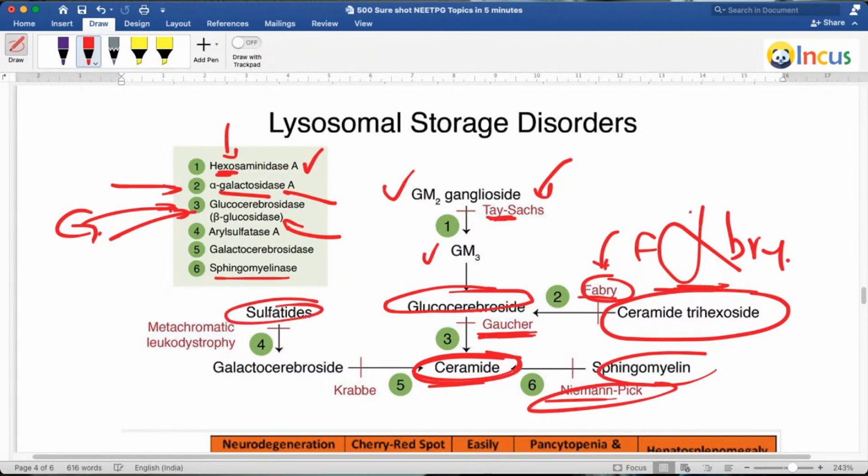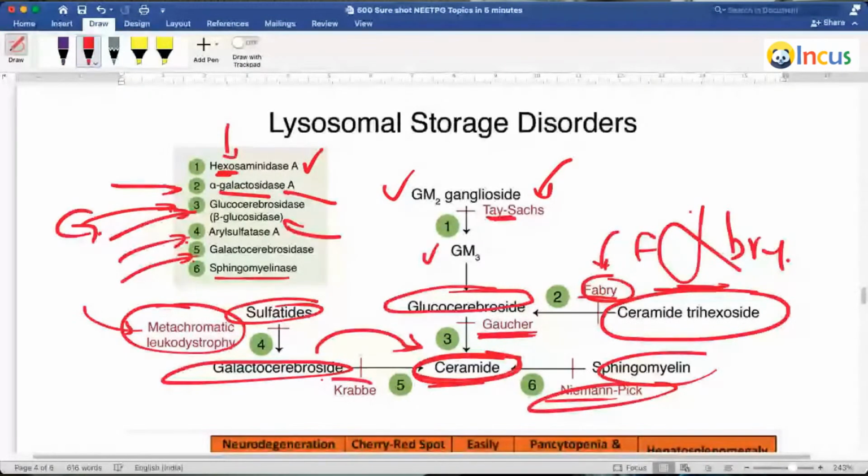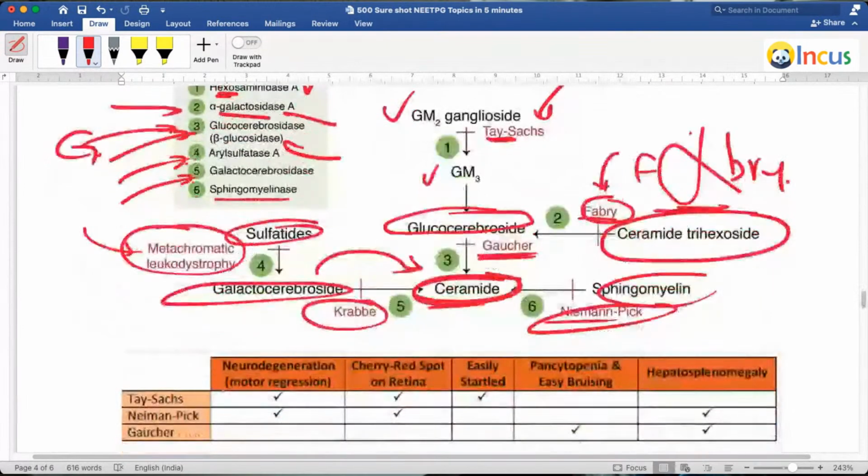Then sulfatides become galactocerebroside, for which you require aryl sulfatase, deficient in metachromatic leukodystrophy. Galactocerebroside becomes ceramide, for which you require galactocerebrosidase, which is deficient in Krabbe. So will you mug this? Will you memorize it by rote? Please promise me. Sure, a short one question will come.